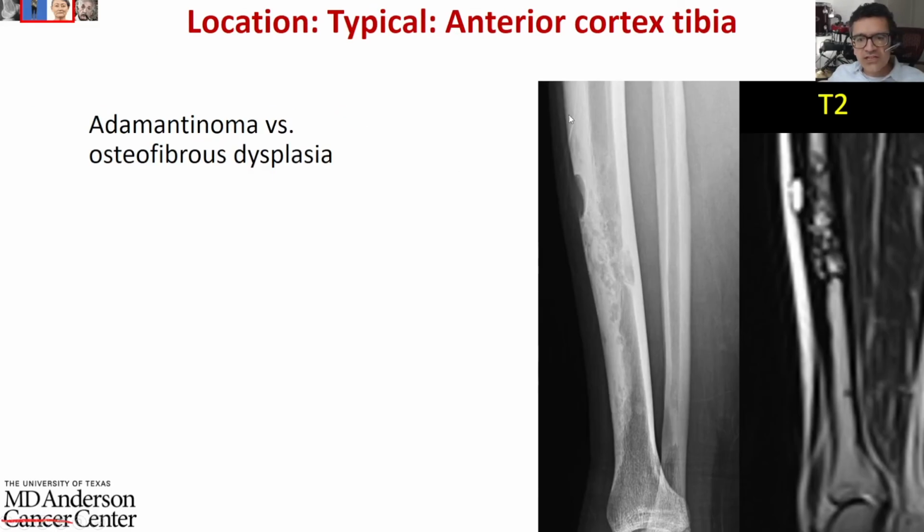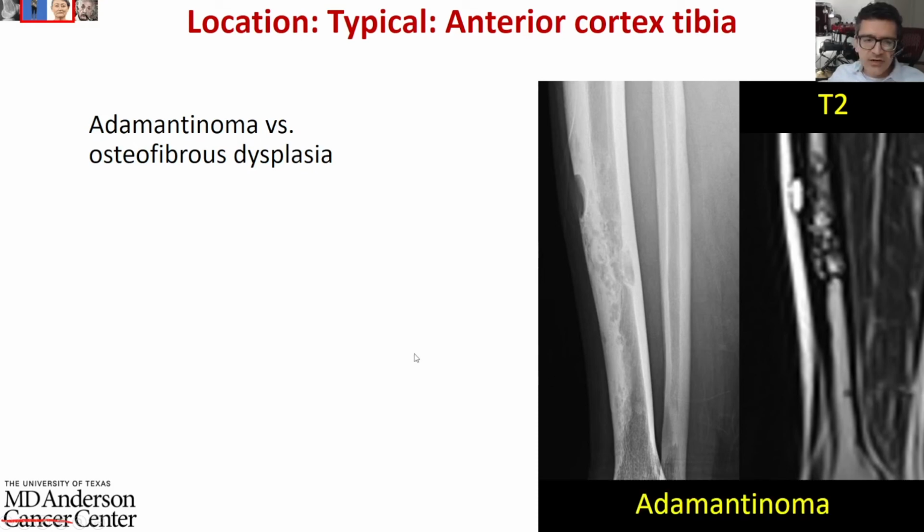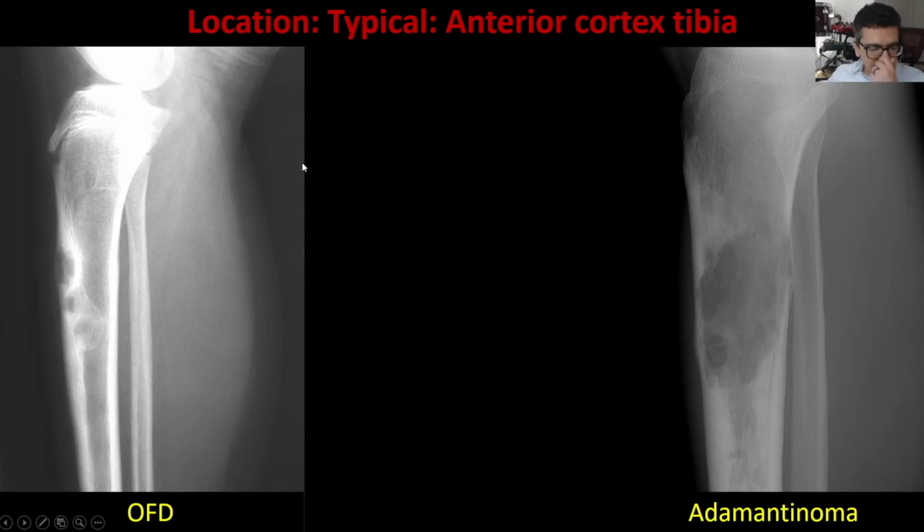Anterior cortex of the tibia, you think of adamantinoma or osteofibrous dysplasia. You can see this bubbly lesion with fibrous and more mineralized components in the anterior cortex of the tibia. This is an adamantinoma. The distinction between these two is based on age. Osteofibrous dysplasia is on the younger age range. You can see the physis is still open here. Adamantinoma is on the older age range.